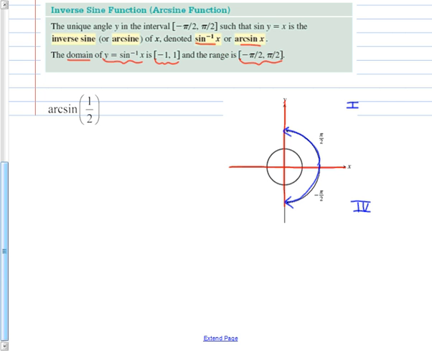In order to find an inverse sine of a number, or arc sine of a number, I am looking for the angle whose sine is 1/2. So if I wanted to do this by hand, I would first say, where are my sine values positive between quadrant 1 and quadrant 4?